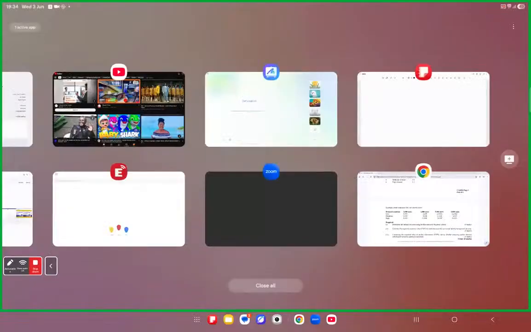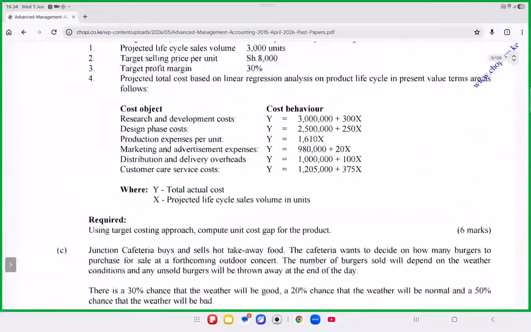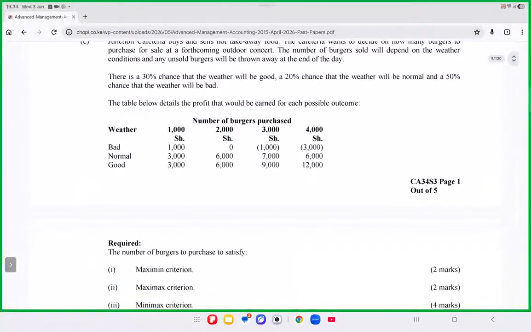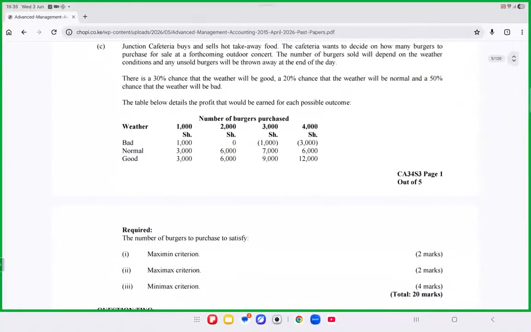Hawana question, sasa nyinyi kusema ukweli. Mambo ni mengi. Ndio hii hapa junction. Junction cafeteria. Are we there? There are so many questions coming up. My assistant lecturer is not helping me here. Or the max mini 1,000 burgers. Take it anasema nimeelewa kila kitu. Which topic is this? Topic number 3.